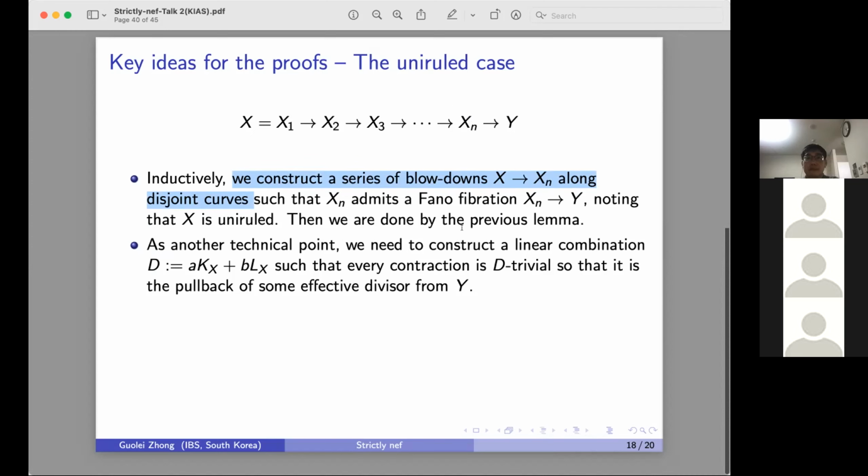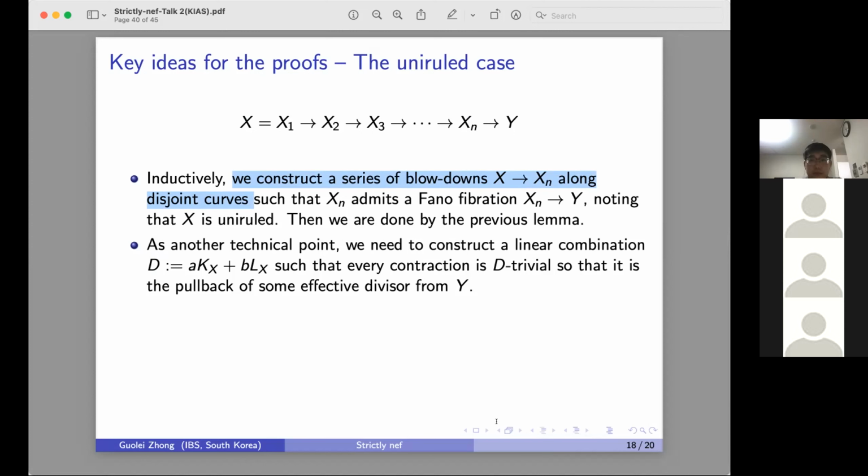Note that in the previous conic bundle lemma, we require there is a linear combination aKx plus bLx that is a pullback of an effective divisor from Y, right? So this is another technical point. In this case, we need to construct a linear combination D such that every contraction is D-trivial, so that it is a pullback of some effective divisor from Y.